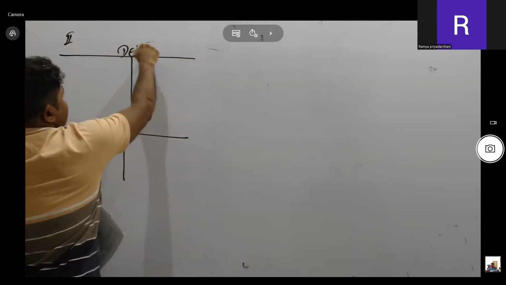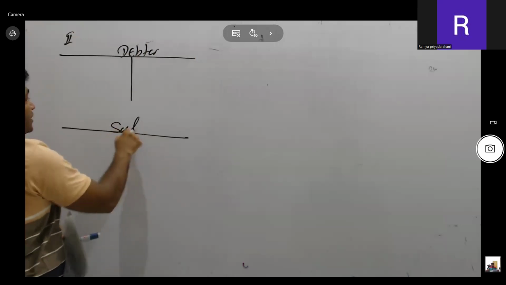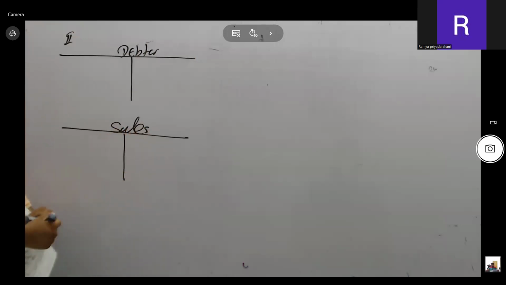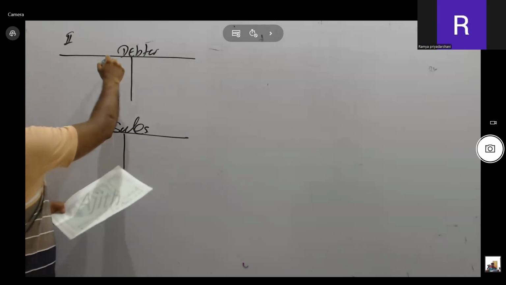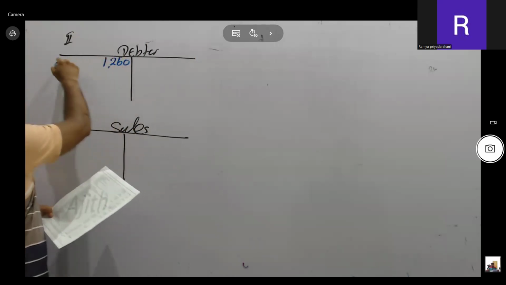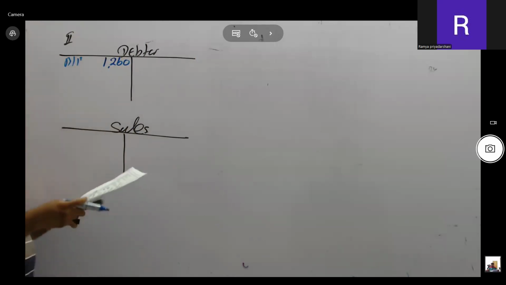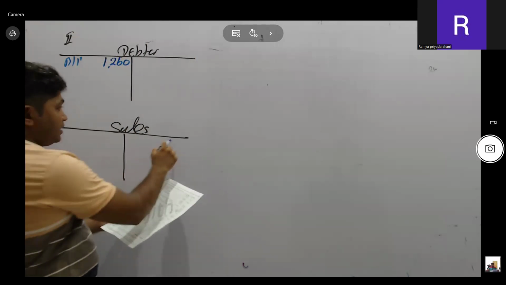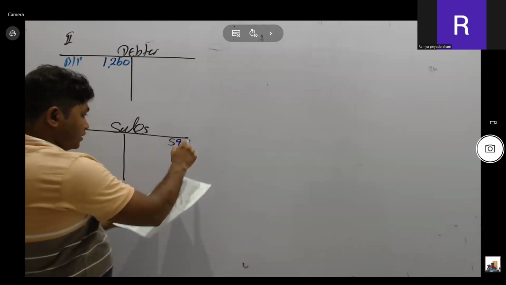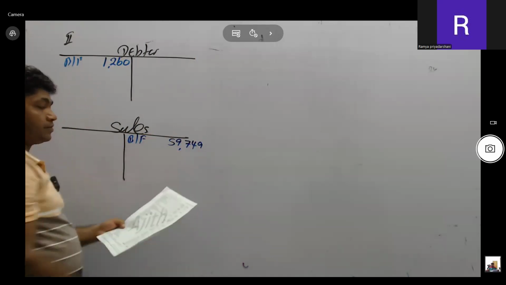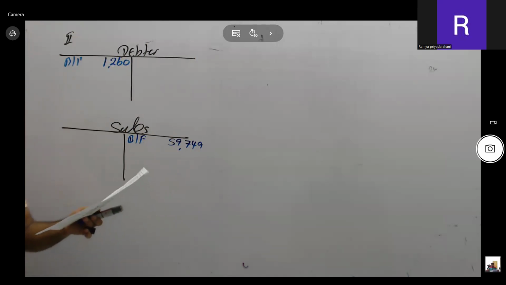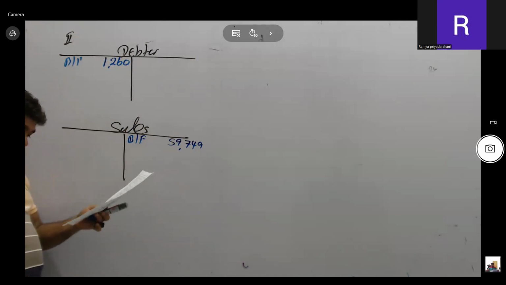Debtors account balance is also given in the trial balance. First one, record the given balance as a balance brought forward. Debtors account balance, record values in million. On the debit side it is given 1260 as a balance brought forward. Think additional second one. Sales account balance is also given, 59,749. That value also as a balance brought forward on the credit side. Record values in million.